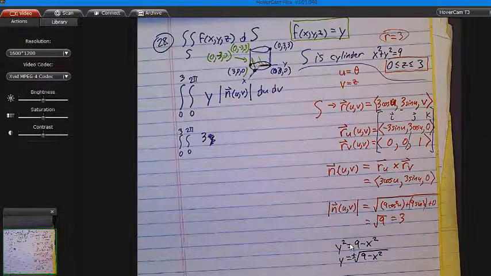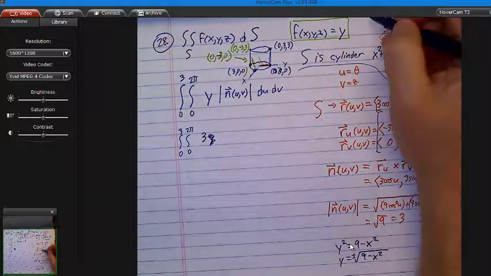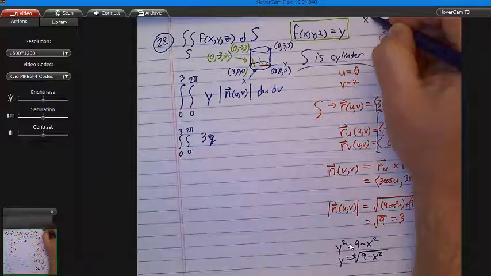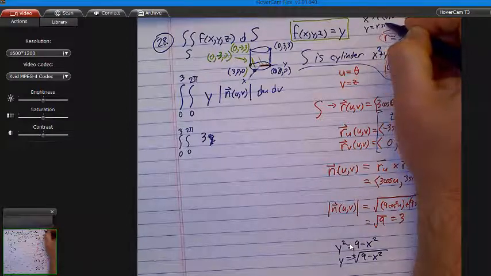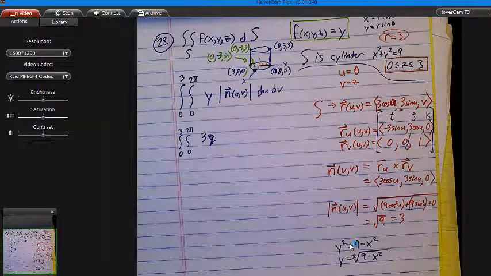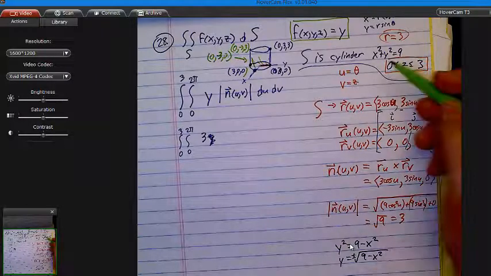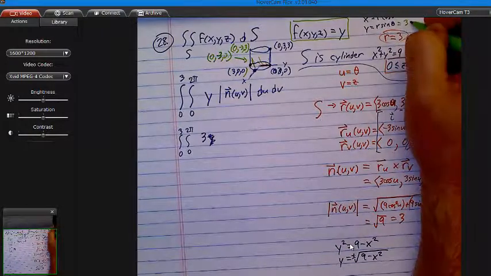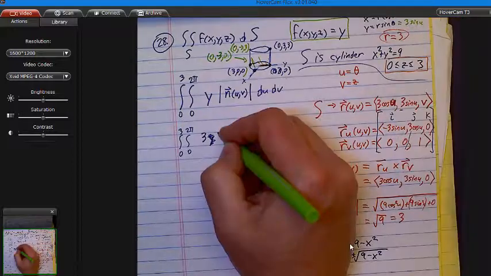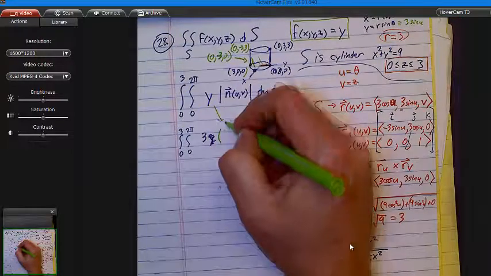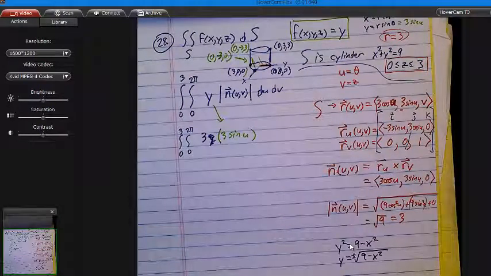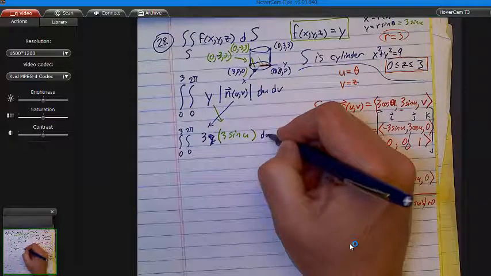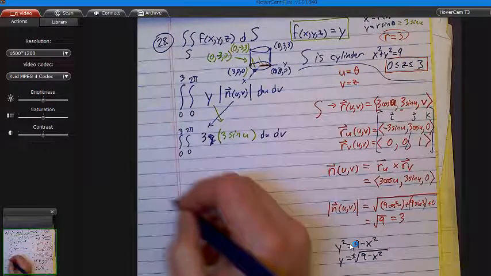Because in general, in cylindrical coordinates, we know that x is r cosine theta and y is r sine theta. And in our example, r is 3 and theta is u. So let's say that this is 3 sine u. I like that. Let's throw that in for y. 3 sine u. And again, the length of the normal vector was 3. Okay, we're looking good. Let's see what happens.